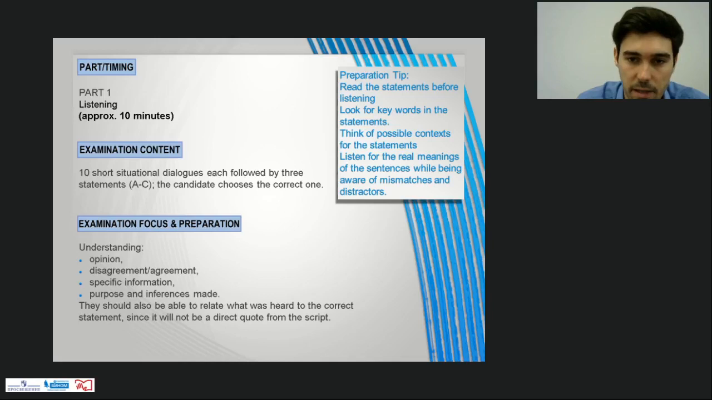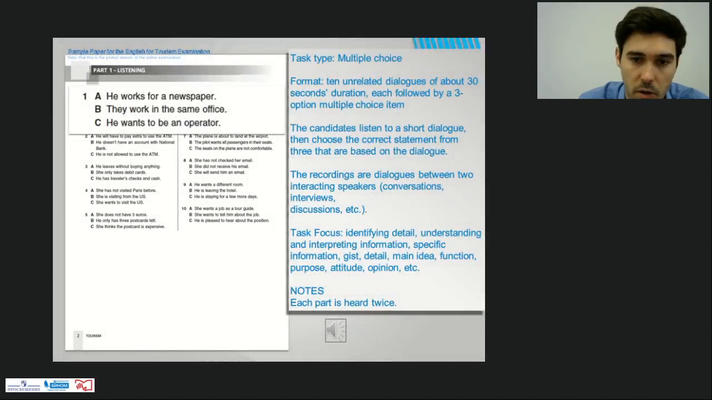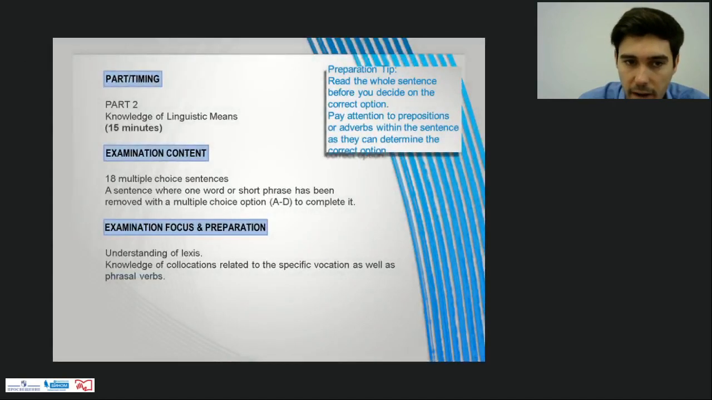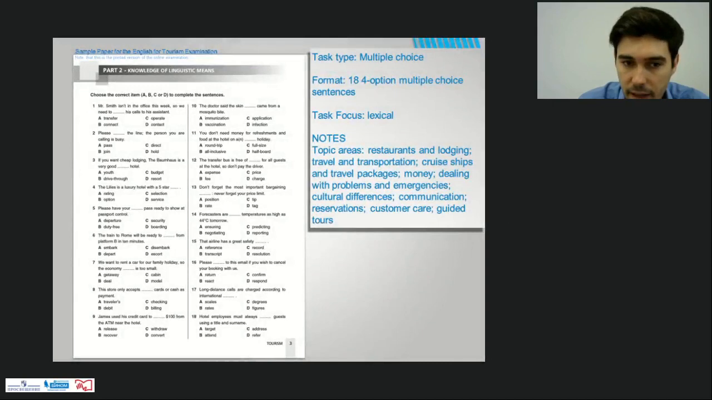Here we can see some of the materials that our students will be doing for the listening part of the exam, a multiple choice listening exercise. Part 2, in terms of linguistic knowledge, we'll have some different gap filling or multiple choice activities to select the correct language to fit the conversations.